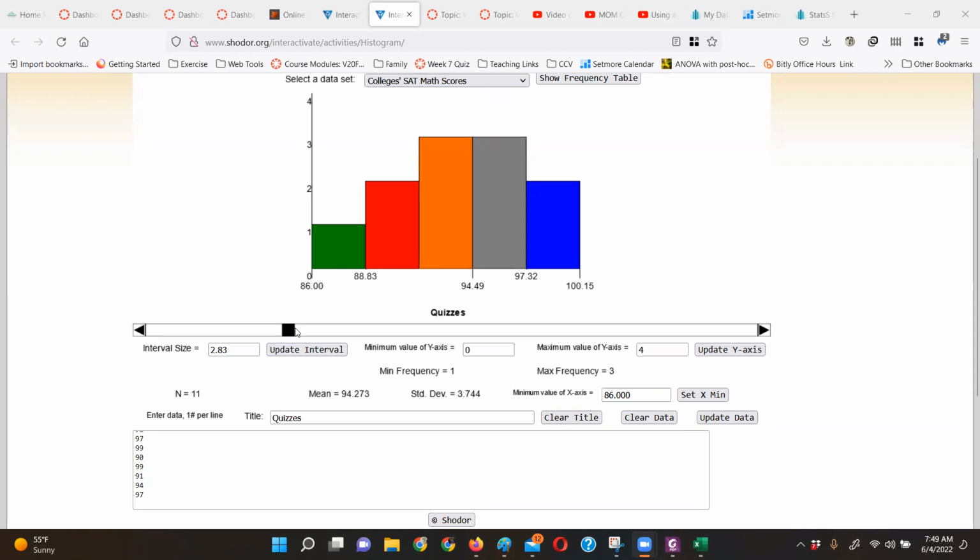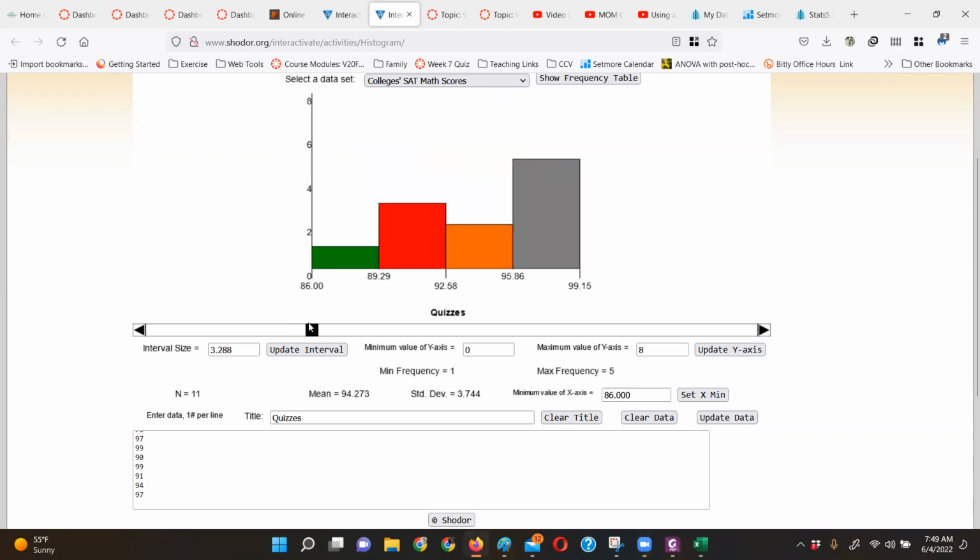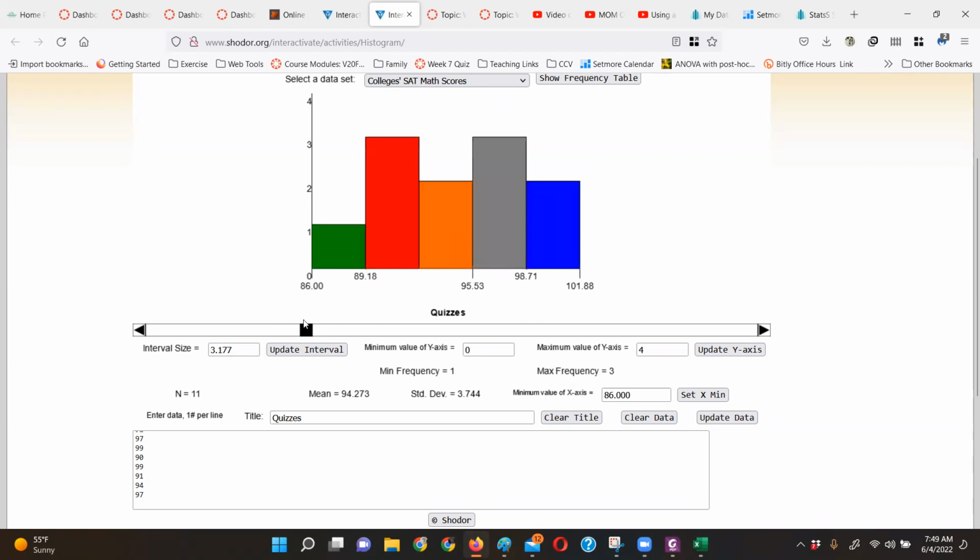Well, I'm going to decrease the number of bins. Oh, let's see here. To make it look, I'm going to argue that it kind of looks symmetric. I mean, it's a weird symmetric, certainly not normal, but it could be symmetric. And here's another tool you can use to tell. Notice the mean is 94.27.